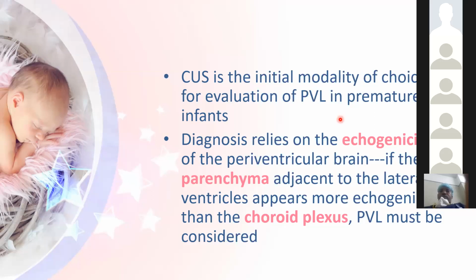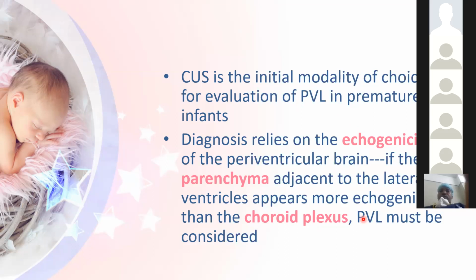What are you looking for? I will not be speaking in depth because I don't even know the details of cranial ultrasound. I can tell you what we do generally at the bedside. We are looking at the periventricular region. We are looking at the echogenicity of the periventricular region, and we are comparing it with the echogenicity of the choroid plexus. If the echogenicity of the parenchyma is more than that of the choroid plexus, then PVL will be considered.